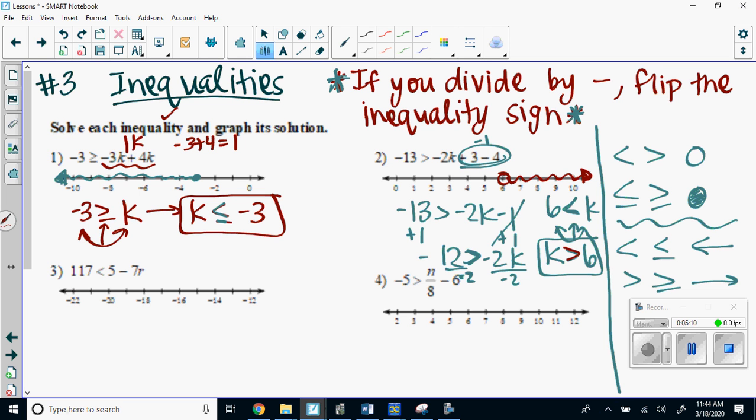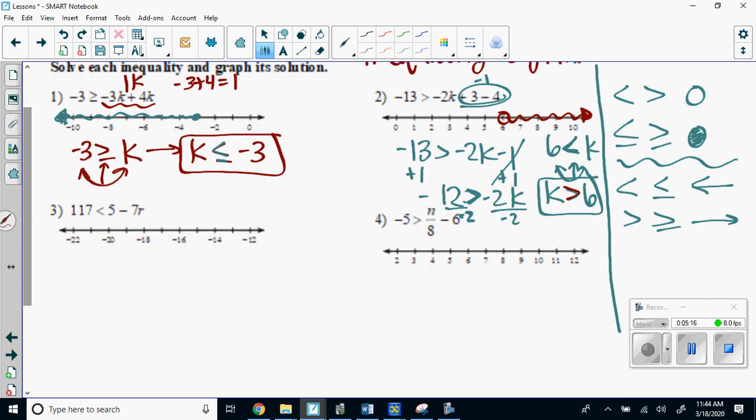Okay, just a couple more examples. Number 3. I don't know if we need number 3. We'll go through it. If you don't need it, you can skip ahead. You might want to pay attention for number 4, though. It's a little different. So number 3, I'm going to start by subtracting the 5, because we want to get the r by itself.